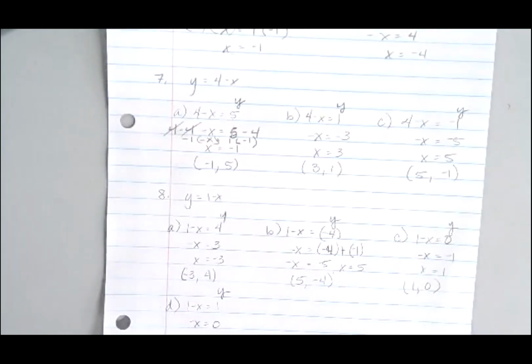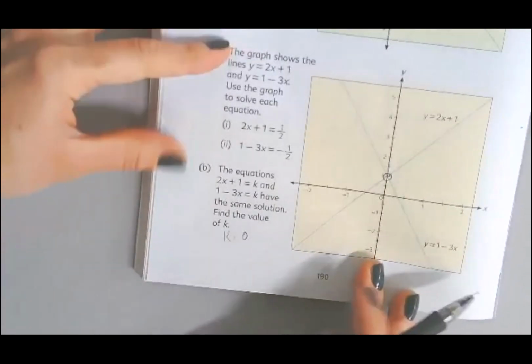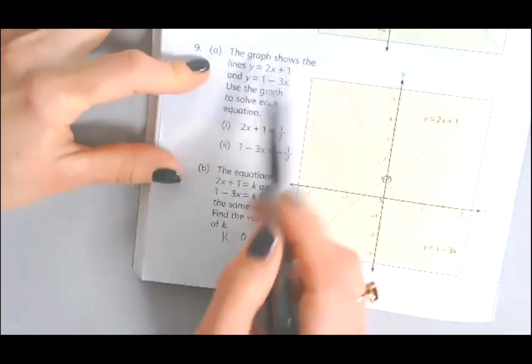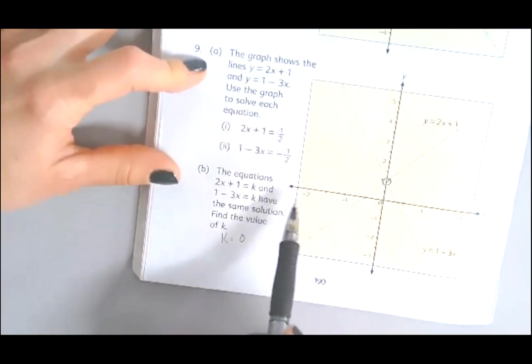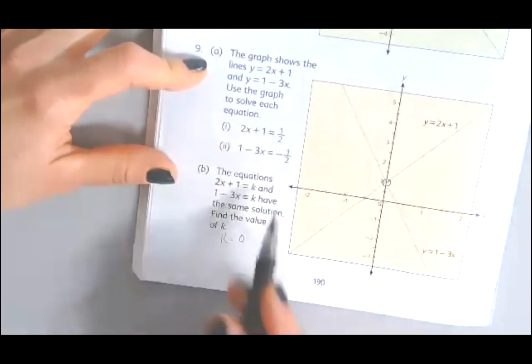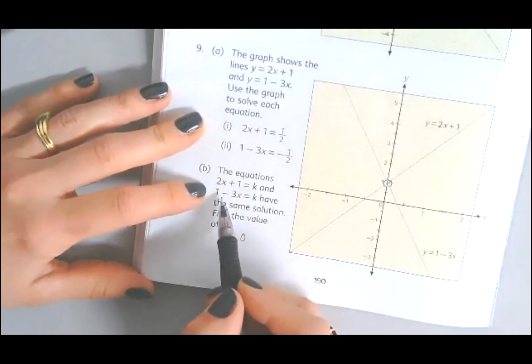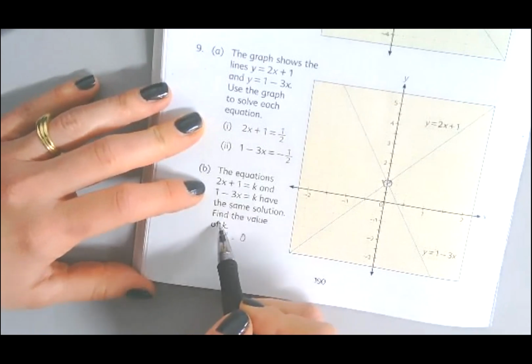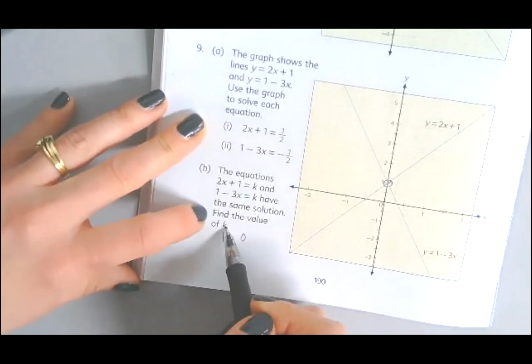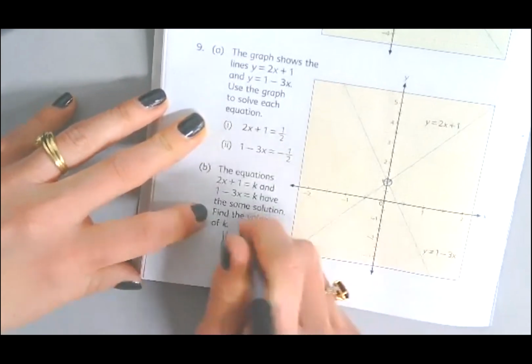Okay. All right. I think we're out of time. So let's just skip over, turn your textbook over to page 190, and let's look at 9B. So 9A is just solving like you have been for all the other problems that we did. All right, 9B says the equations 2x plus 1 equals k and 1 minus 3x equals k have the same solution. Find the value of k. Oops, k does not equal 0. That's wrong.